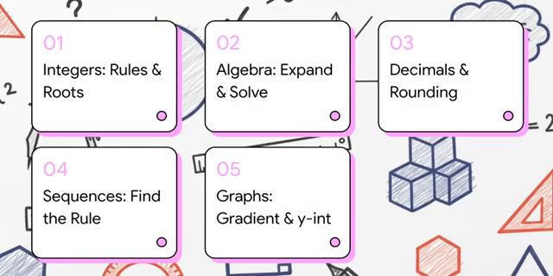So here's the game plan. First, integers. Then we'll jump into algebra. After that, we'll hit decimals and rounding. Then on to sequences, and we'll finish up strong with graphs. Simple as that. Let's get going.